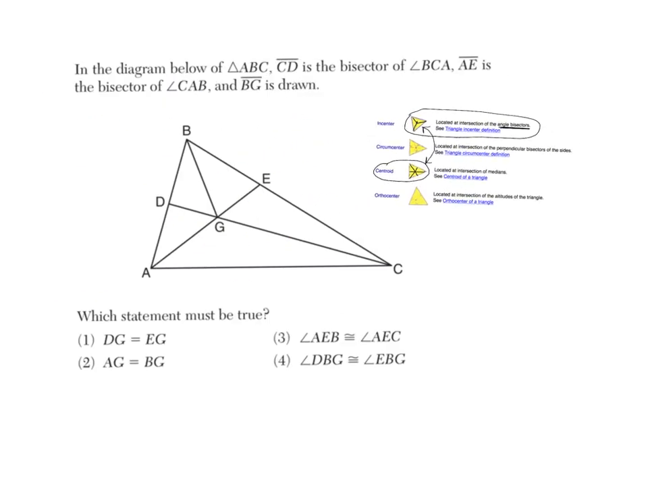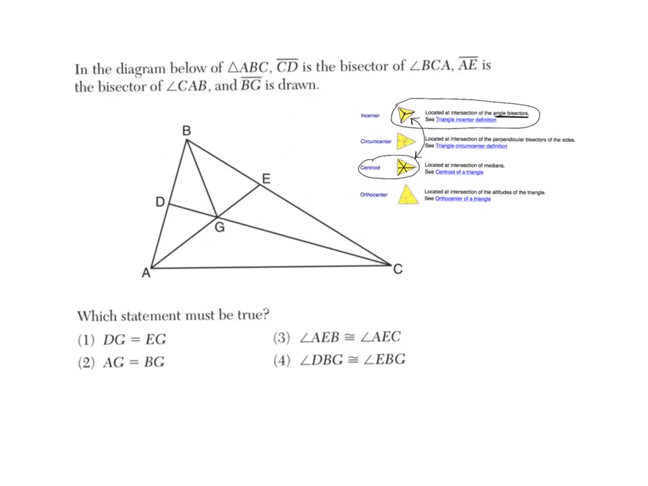So let's take a look at this picture here. So this is not like the first one. This is talking about the angle bisectors being drawn. So let's pay attention to exactly what they're telling me. They're telling me that AE bisects angle CAB. So I know these two angles are the same. They're also telling me that CD splits angle BCA into 2 equal pieces.